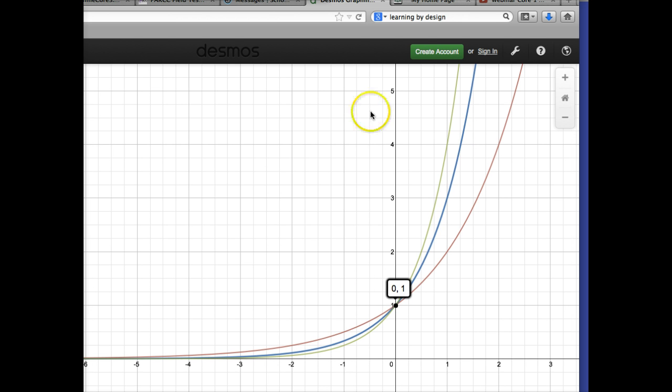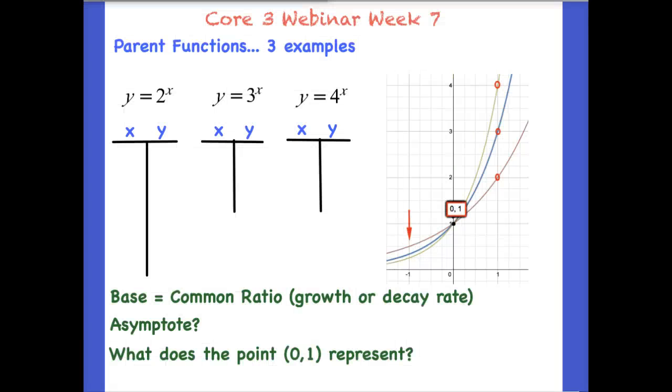So we're going to look at some key points here. We're going to start with our parent functions. There's a lot of different parent functions, you guys. There's y equals 2 to the x, 3 to the x, 4 to the x. There's also 5 to the x, 6 to the x, 1/2 to the x. The point is there's a lot of different parent functions. So anything that's a number raised to the x power is considered a parent function without transformations.